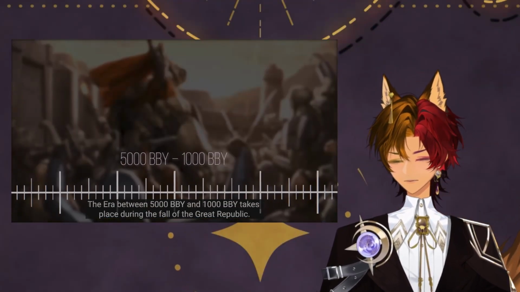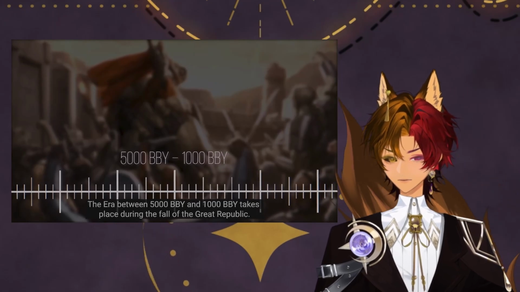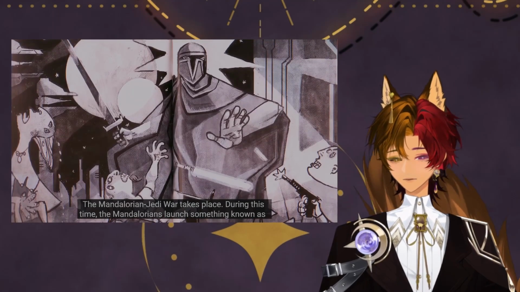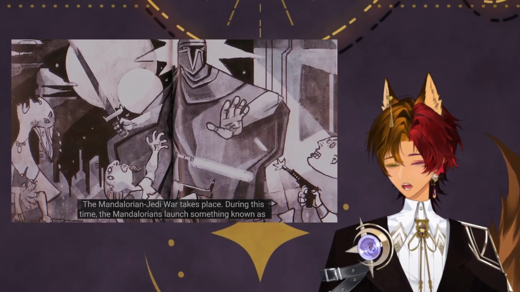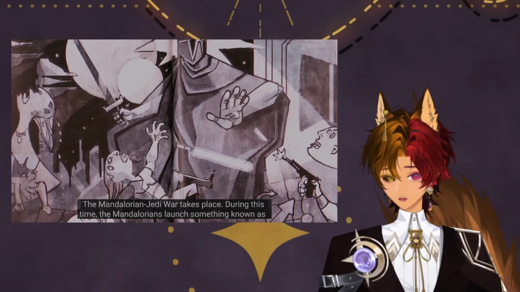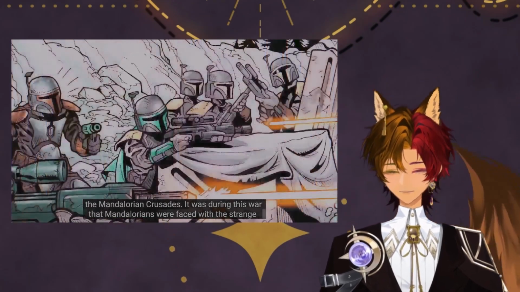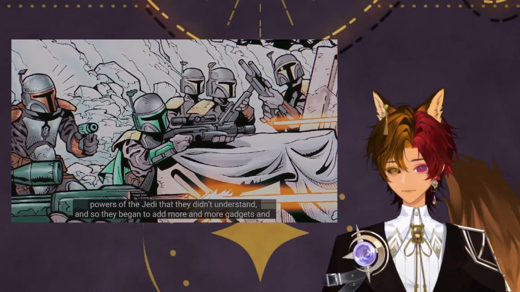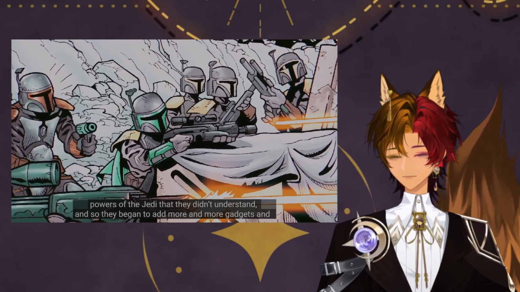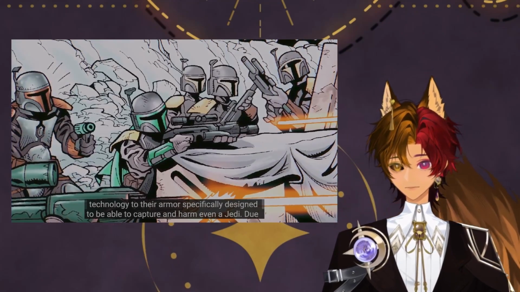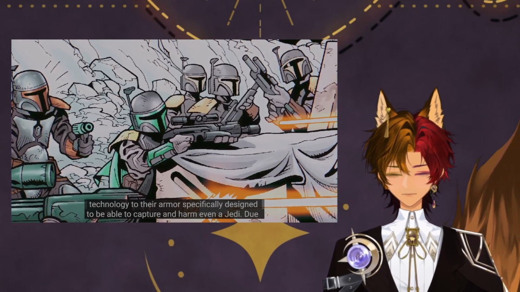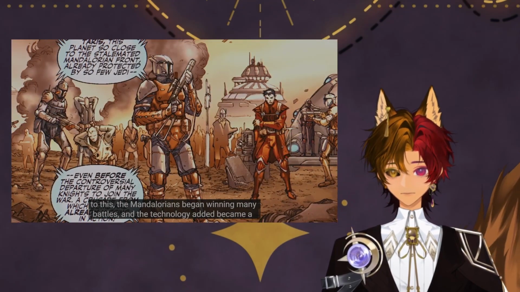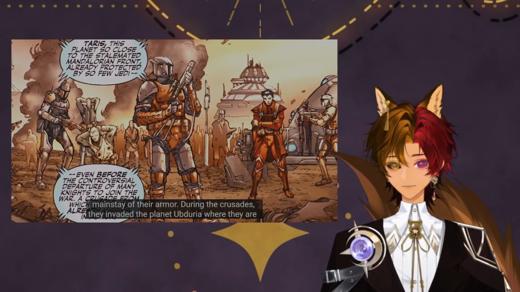The Massassi build the Great Temple on Yavin 4. The era between 5,000 BBY and 1,000 BBY takes place during the fall of the Great Republic. The Mandalorian Jedi War takes place. During this time, the Mandalorians launch something known as the Mandalorian Crusades. It was during this war that Mandalorians were faced with the strange powers of the Jedi that they didn't understand, and so they began to add more and more gadgets and technology to their armor specifically designed to be able to capture and harm even a Jedi. Due to this, the Mandalorians began winning many battles, and the technology added became a mainstay of their armor.